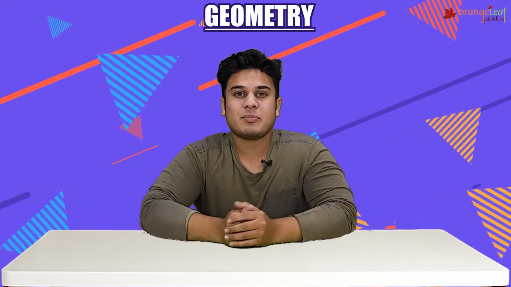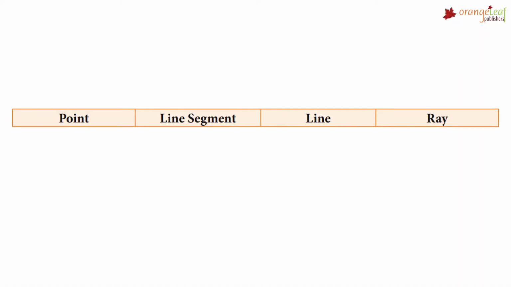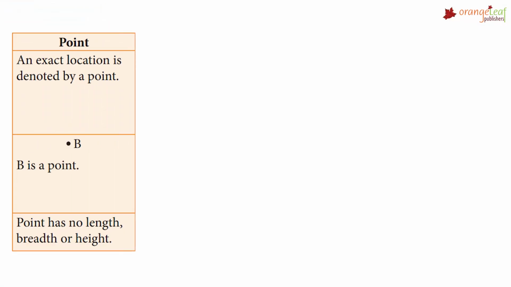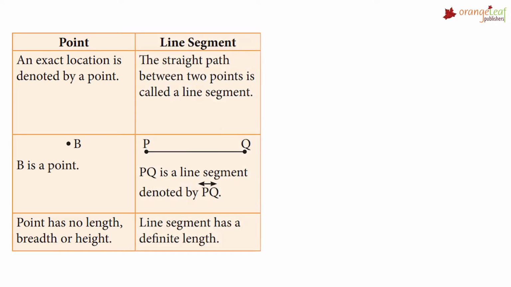Have a look at this table. This table shows the difference between the point, line segment, line, and ray. An exact location is denoted by a point. Look at point B, for example. A point has no length, breadth, or height. Next, let's move to the line segment.